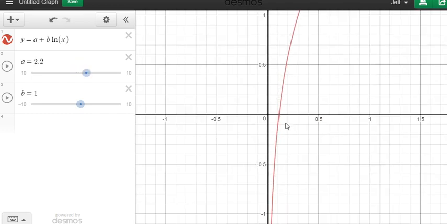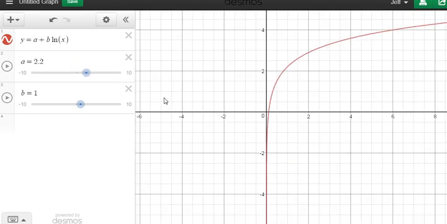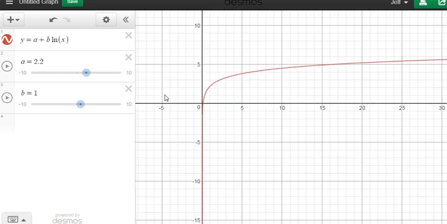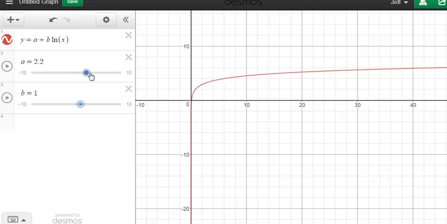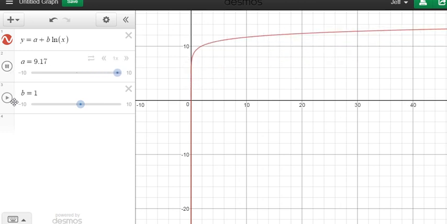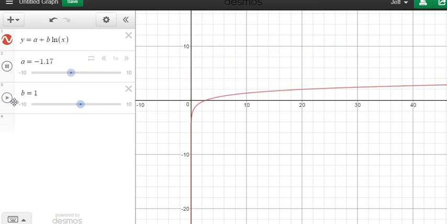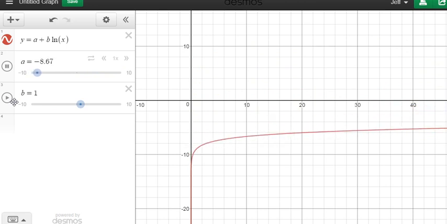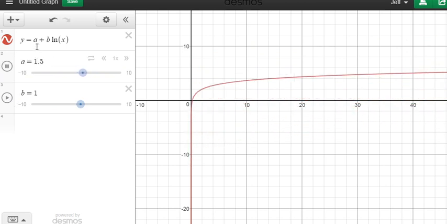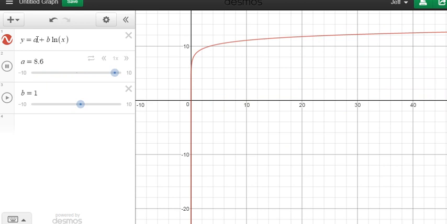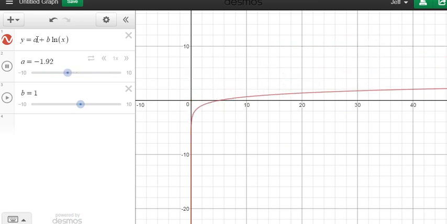But if you zoom out, let's zoom back out here. Then look at what's happening. I'm going to play this here. See? The whole thing is just moving up and down. See that? So the a value here is simply what is called a vertical translation.